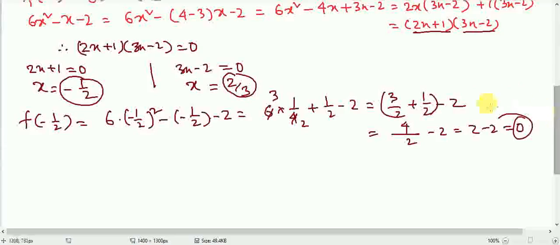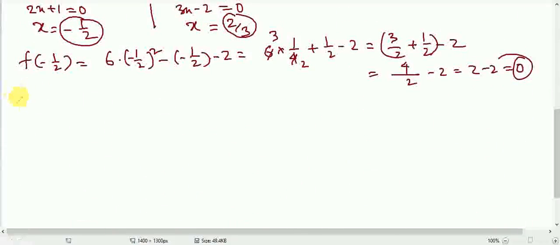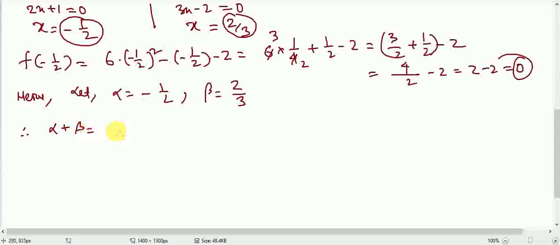Okay. Now I had said that the relation between the zeros is alpha plus beta. If alpha and beta are the zeros or root of the polynomial, then alpha plus beta should be equal to minus b by a. I have to check whether it is correct or not. Here, let alpha is equal to minus half and beta is equal to 2 by 3. So what is the value of alpha plus beta? Alpha plus beta is equal to minus half plus 2 by 3. Okay, that will mean equal to minus 3 plus 4 by 6, equal to 1 by 6.